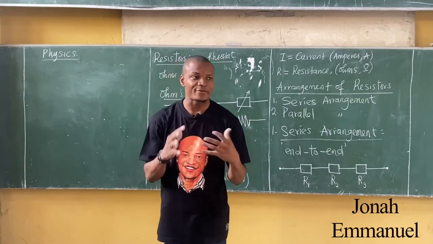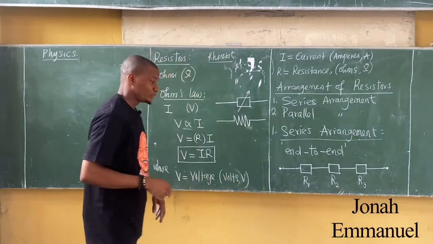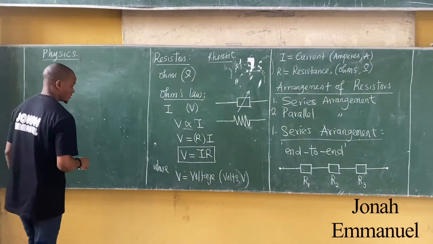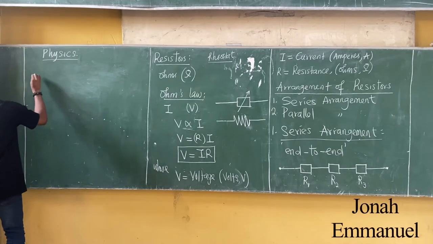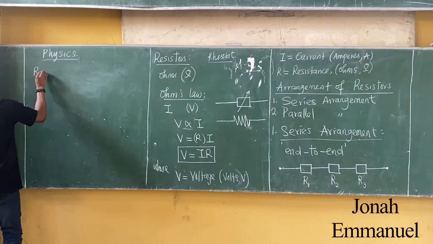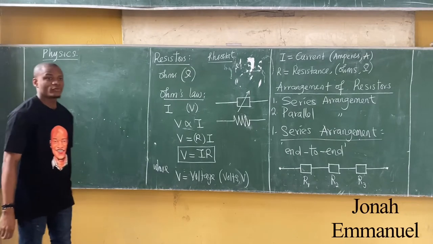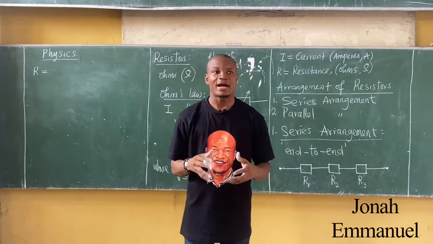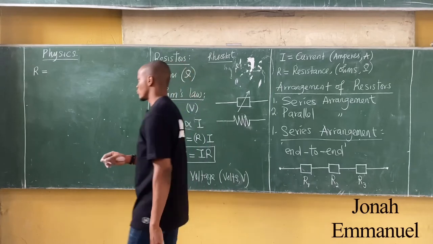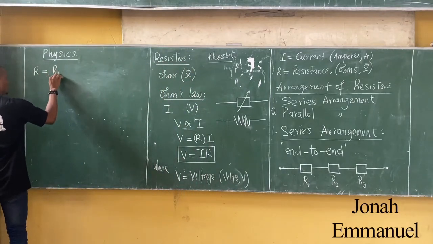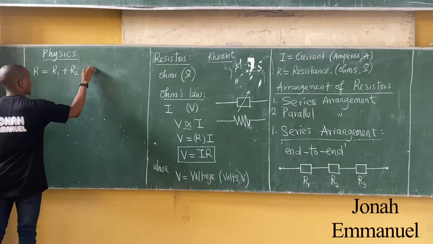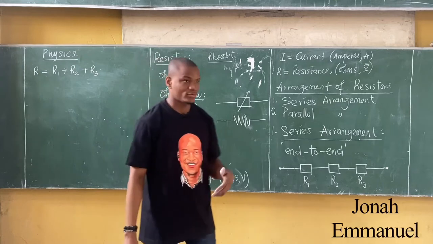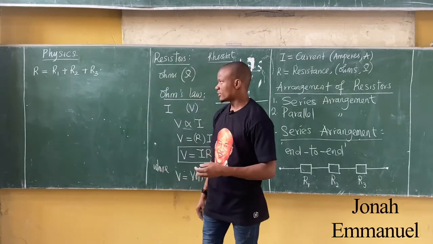For resistors arranged in series, the equivalent resistance R is equal to R1 plus R2 plus R3. That's all. R is equal to R1 plus R2 plus R3.